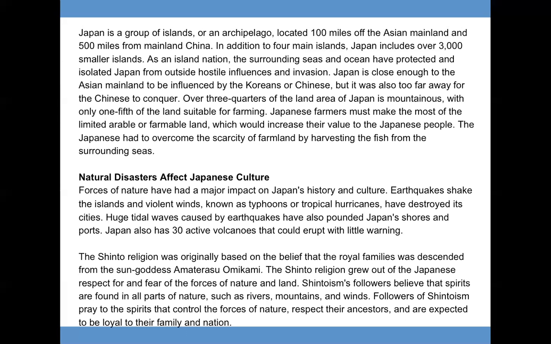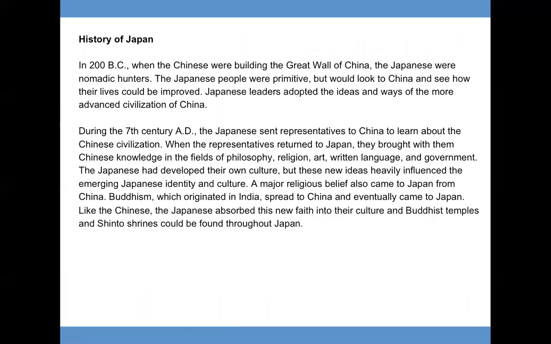The Shinto religion was originally based on the belief that the royal family was descended from the sun goddess Amaterasu Omikami. The Shinto religion grew out of the Japanese respect for and fear of the forces of nature and land. Shinto followers believe that spirits are found in all parts of nature, such as rivers, mountains, and winds. Followers of Shintoism pray to the spirits that control the forces of nature, respect their ancestors, and are expected to be loyal to their family and nation.